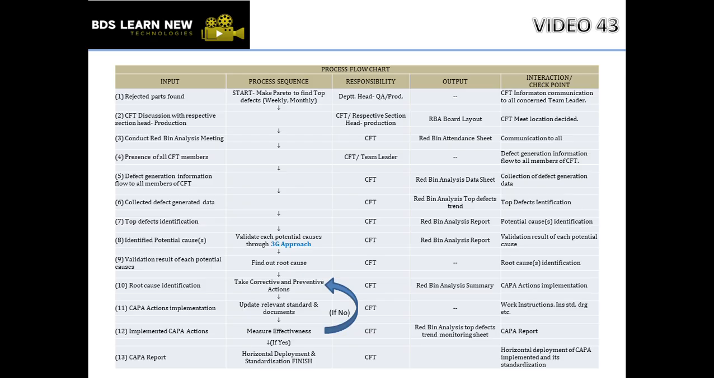Right. And then 10th, we are getting the root cause identification. Whenever we are getting the root cause, we have to take the corrective and preventive action, right? So the red bin analysis summary should be there. We have to implement the CAPA actions in this case. Then CAPA actions implementation, we have to implement the CAPA.